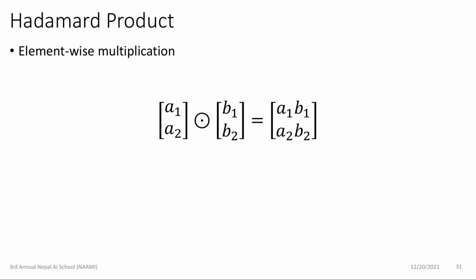The element-wise multiplication is called the Hadamard product, where you multiply each entry with the corresponding entry: A1 with B1, A2 by B2. This is especially useful when we do something called convolution in image processing. You have an image and a kernel and you want to multiply the image with the kernel, which I think somebody must have already talked about in a previous presentation. So element-wise multiplication is the Hadamard product.